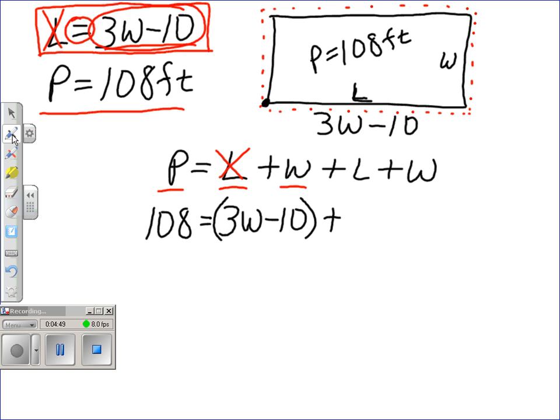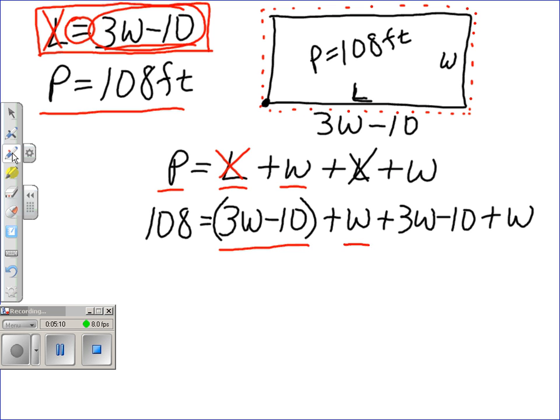Plus, then comes my W, then comes another L, but remember we're replacing the L's with 3W minus 10. So I'm going to replace the L with 3w minus 10. And then finally I have that final w on the end. If you look at it, it's still really a length plus a width plus another length plus another width. We've still got everything in there, but now we have it all written as w's.